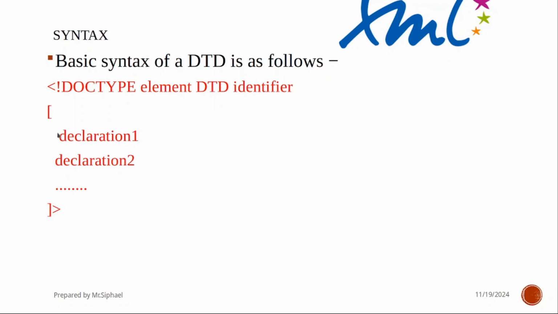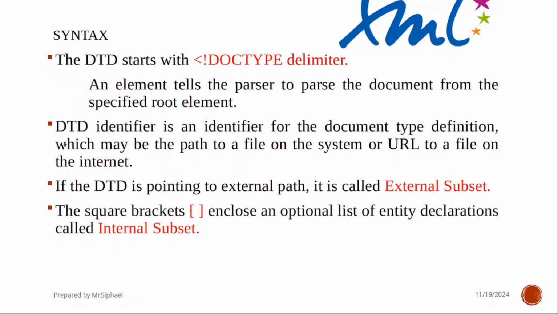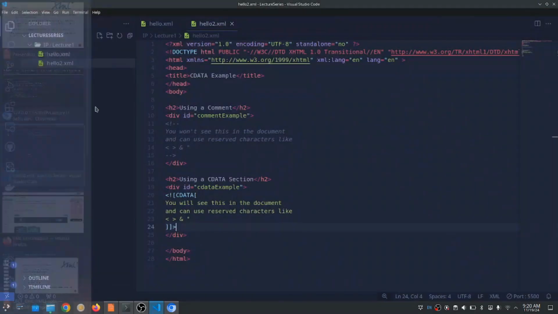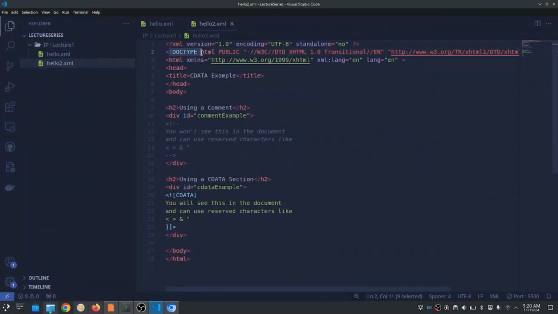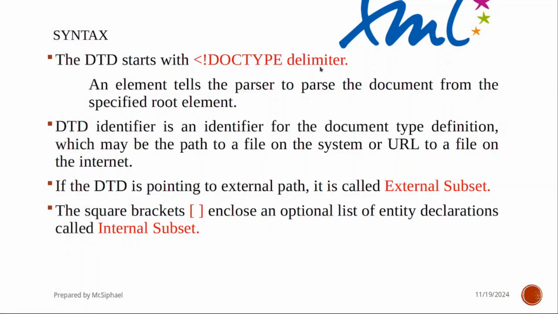So this is the basic syntax. You have the DTD declaration right here, then you can have your declarations inside. You can either have this within the XML document or in another file, then you can link it. The DTD starts with the doctype delimiter, as we've seen right here. So the doctype, this is in HTML. Okay, so it starts with this doctype delimiter.